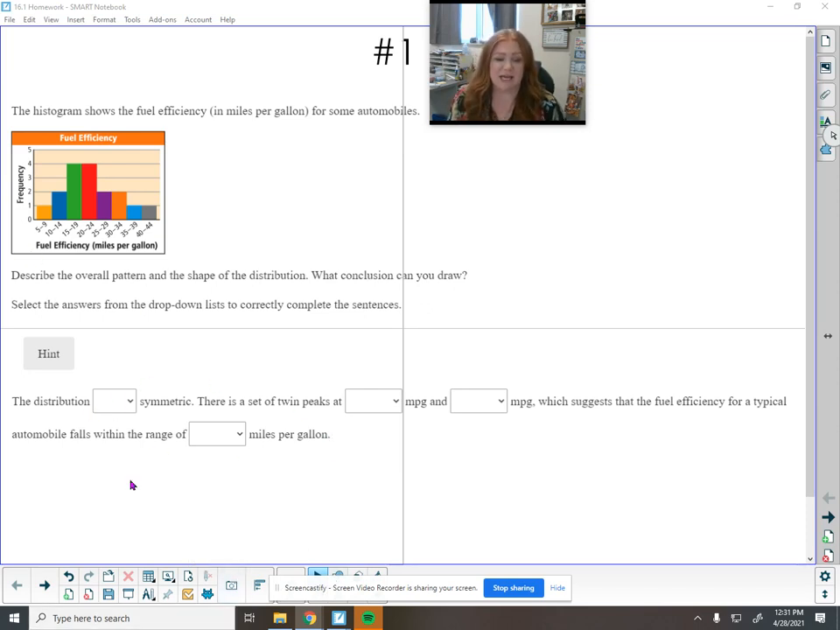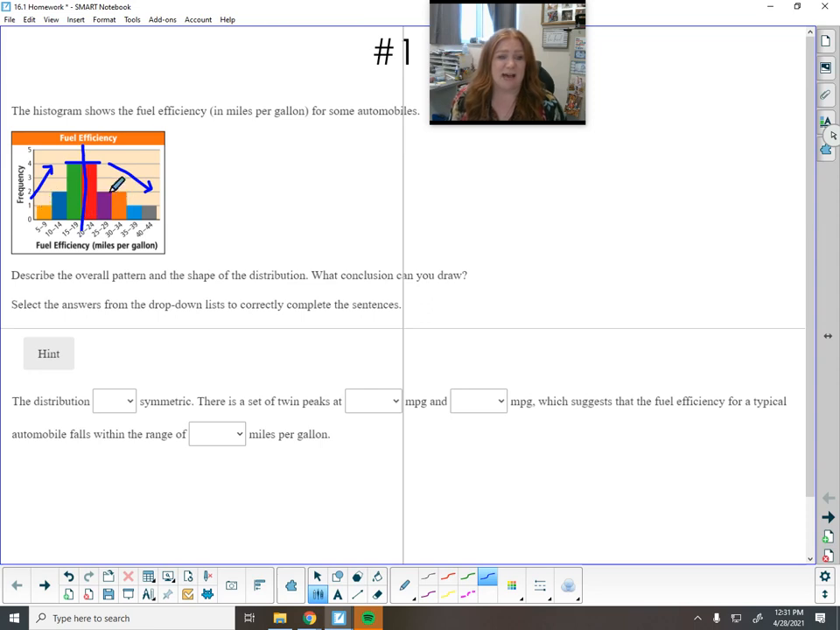So before we even look at the answer, let's just take a look at the data itself. Here is our highest point. I do notice it goes up to that point and then it consistently goes down. However, if I fold it in half, it's not exactly the same. There's more data over here than here. So for the distribution, symmetrical means you could fold it in half and it's exactly the same. My hands are not a good representation of that.